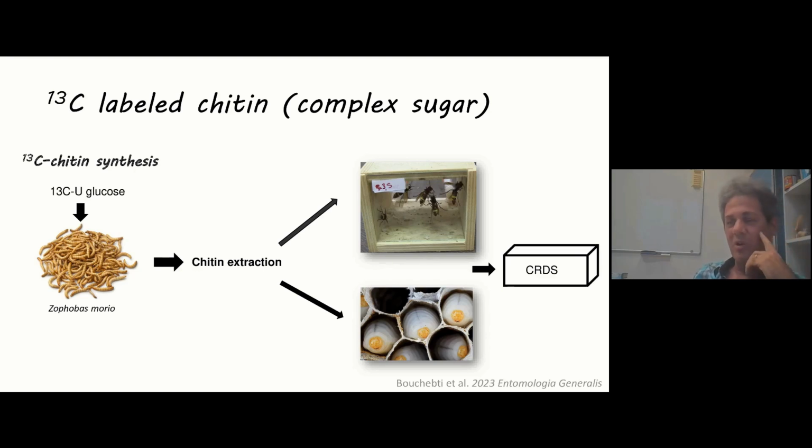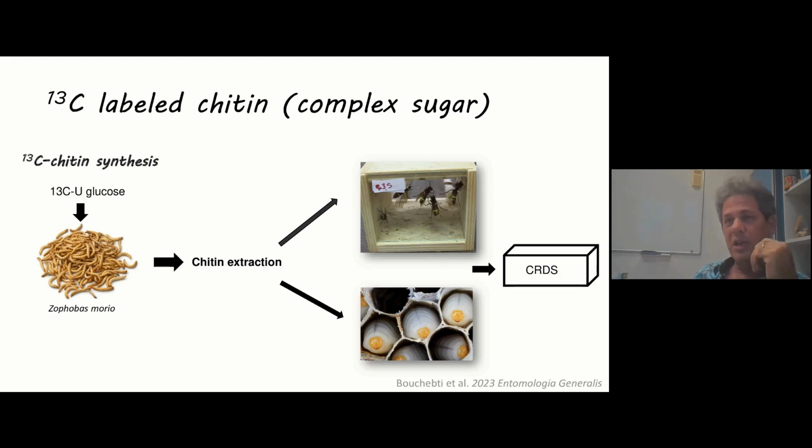And we wanted to know if hornets can break chitin. Hornets are very interesting animals because they hunt for other animals or eat carrion. They bring it to the nest and they feed it to the larvae. And the larvae break the protein and the skeleton of the insect and feed it back to the adult.